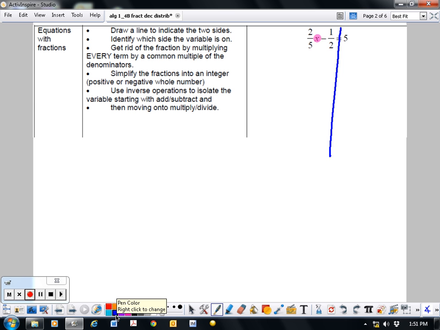So I would look for the LCM of 5 and 2, which we already did on the last page, and we found the LCM of 5 and 2 to be 10. So what I'm going to do is multiply every term by 10. And every term is anything separated by a plus or minus. So I'd multiply this by 10, I'd multiply this by 10, and multiply this by 10. And then we can simplify.